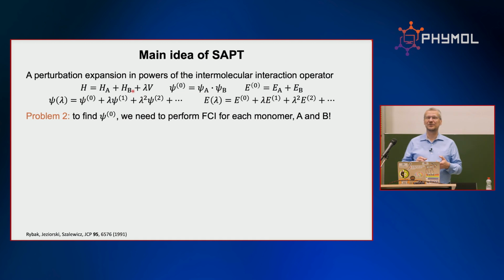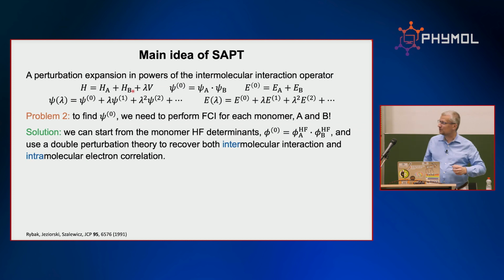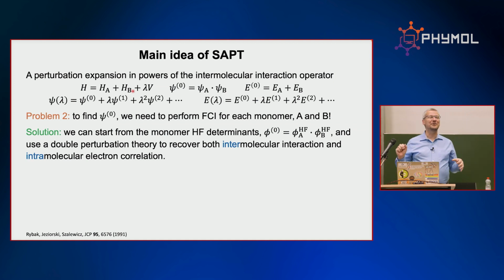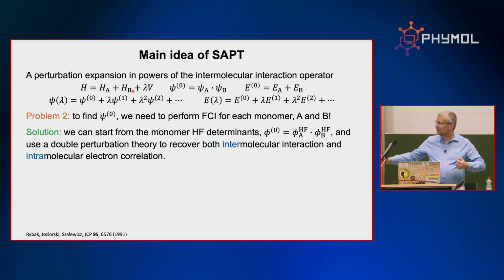So what I can do for much, much bigger molecules is perform a Hartree-Fock calculation and obtain a Slater determinant for A and for B. And if I can start my SAPT from Hartree-Fock instead of full CI, then definitely that's going to be a much more practical method. So that's what we do. So instead of the true exact wave functions for the non-interacting molecules, which we cannot get if we cannot afford full CI, we start from the monomer Hartree-Fock determinants.